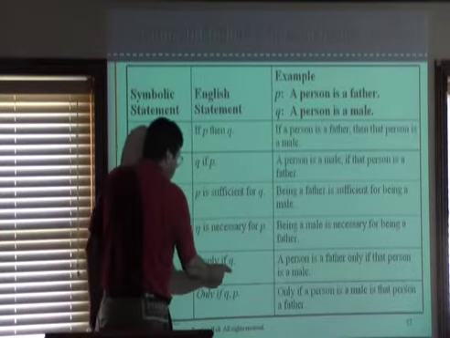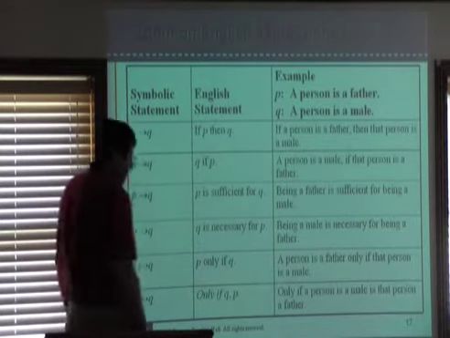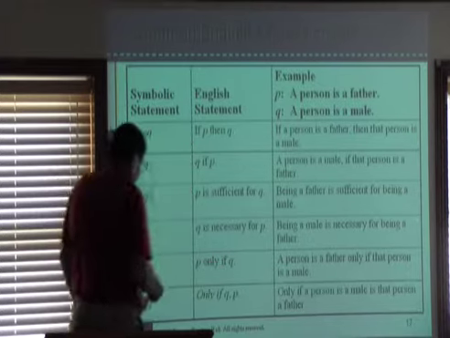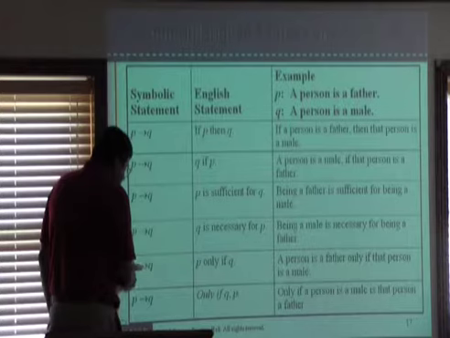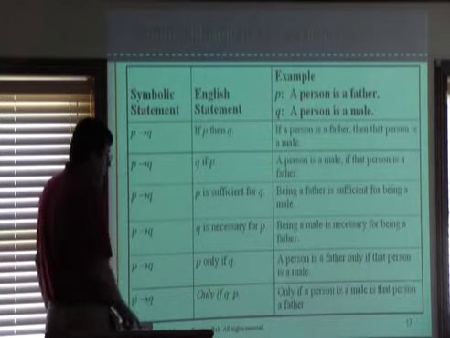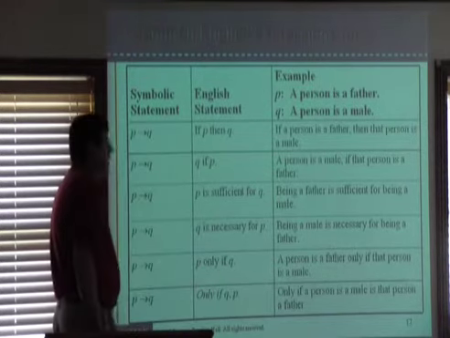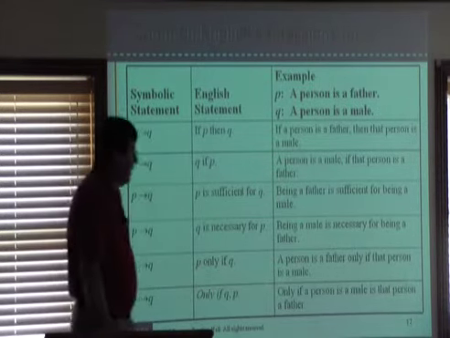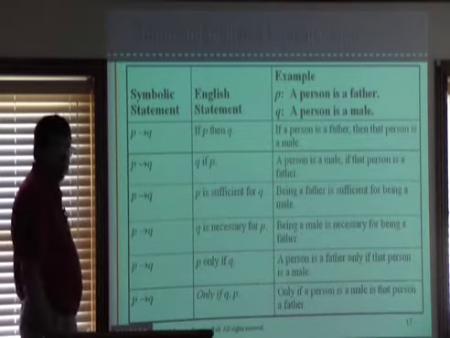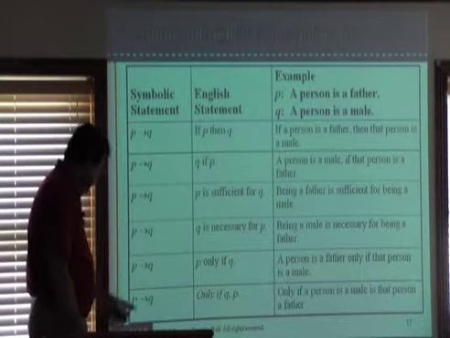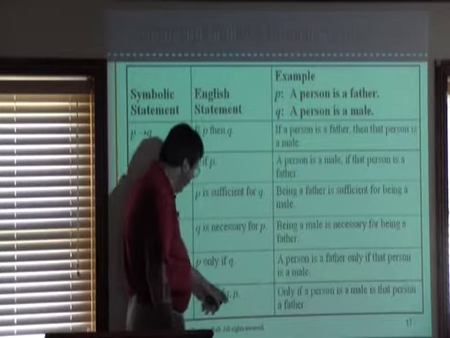P only if Q. All right, this is almost going to sound counterintuitive, but when you see only if, I want you to understand it as if P, then Q. This arrow means implies, so P implies Q. P only if Q. A person is a father only if that person is a male. Now notice the order did not change here. Okay, so keep that in mind. And then we have only if Q, P.